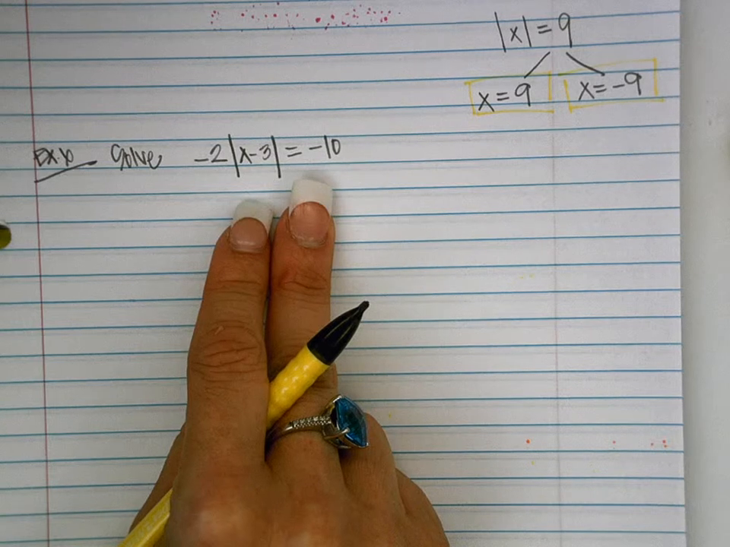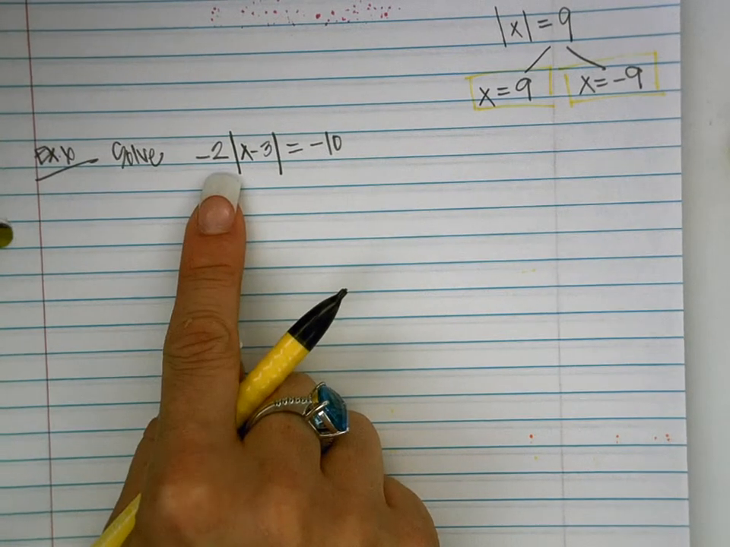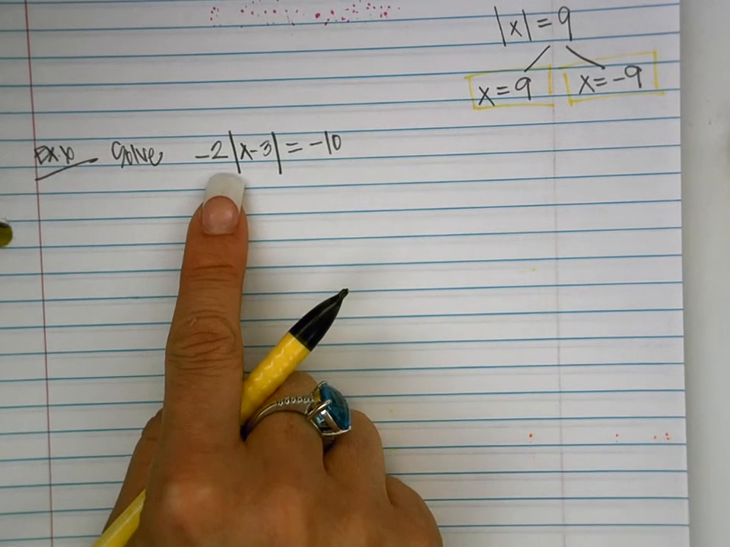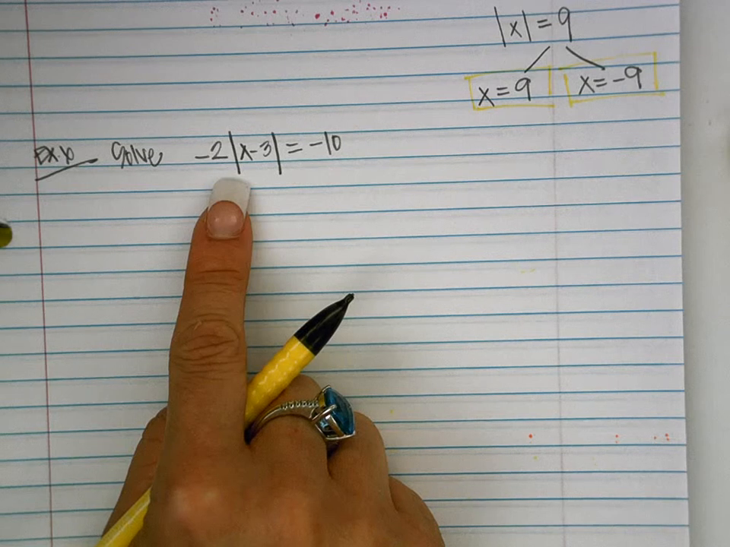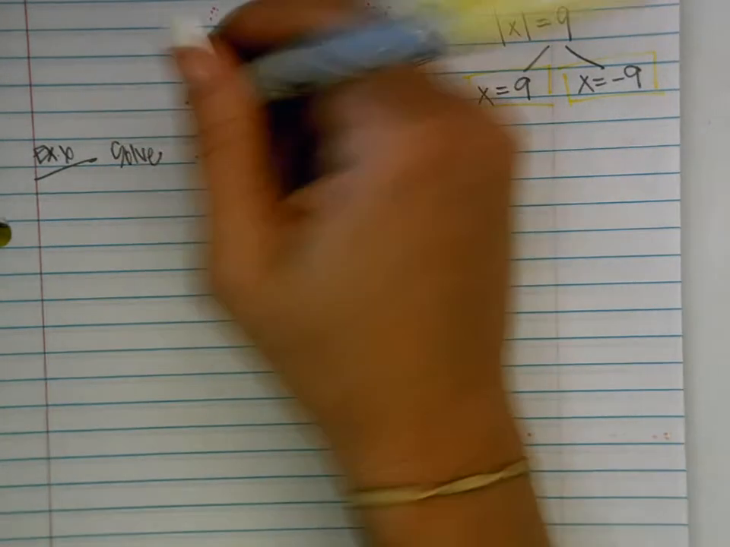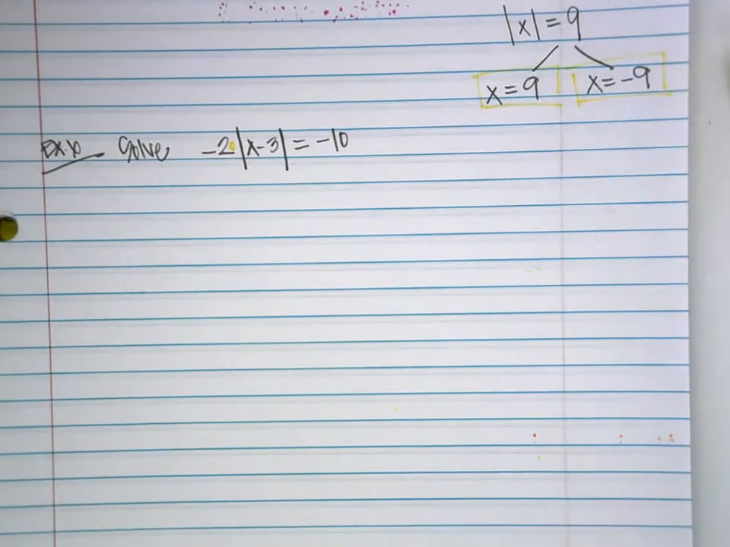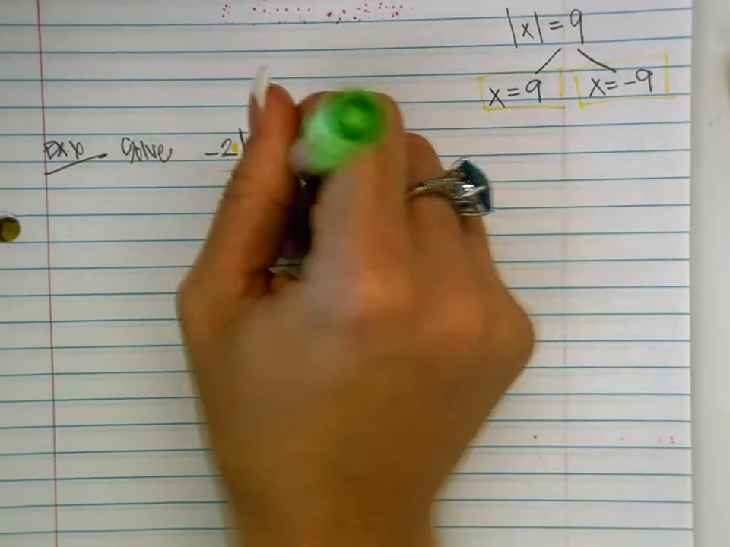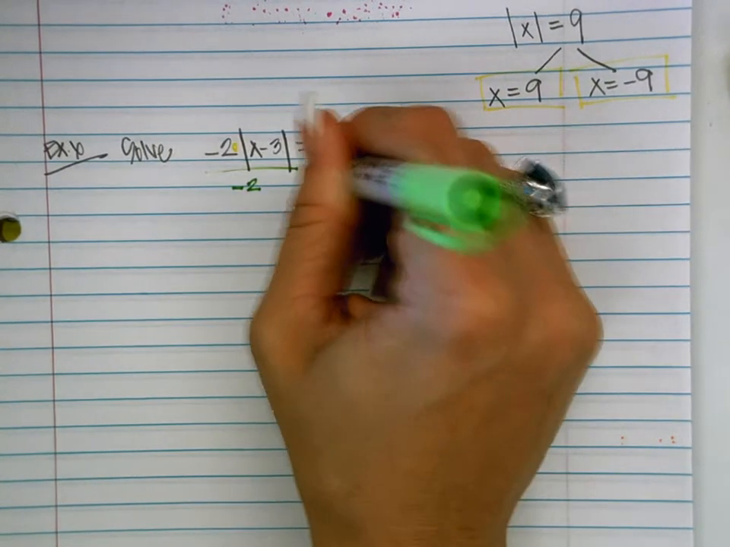So, what is the negative 2 attached by? Is it attached to the bars by add, subtract, multiply, or divide? Multiplication. By multiplication. So there's technically a little multiplication dot here. How do you undo multiplication? Division. So divide everything by negative 2, both sides.